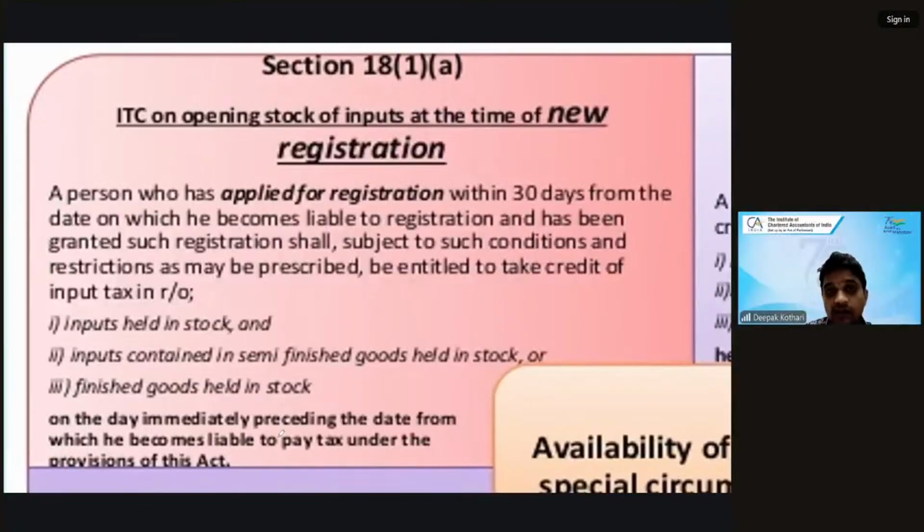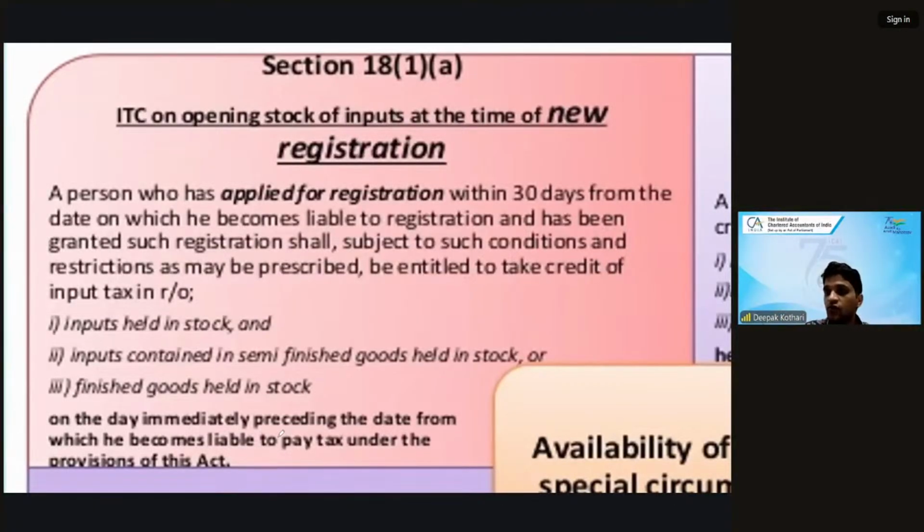So 30th September को जो भी मेरे इनपुट्स हैं, सेमी फिनिश गुड्स है, फिनिश गुड्स है, on that I can claim the credit. On that I can claim the credit. जो भी उन स्टॉक के अंदर क्रेडिट है, राइट, जो मैंने इनपुट्स यूज किए हैं, on that I would have paid GST. I would not have claimed credit because I was not registered till the September.